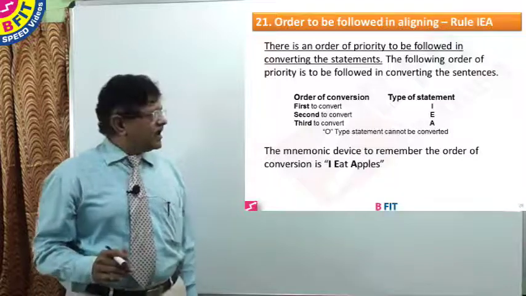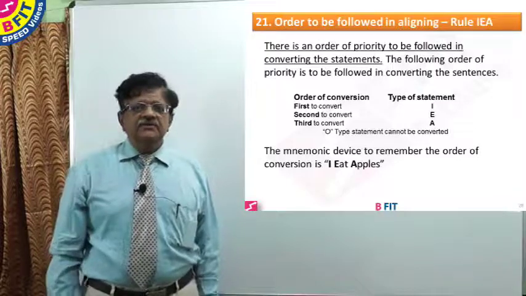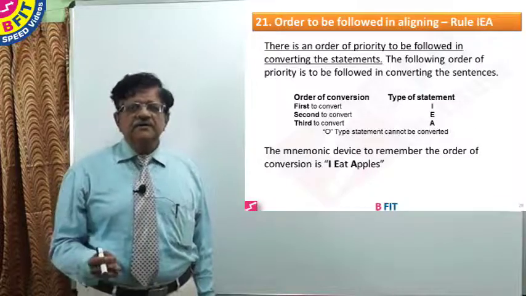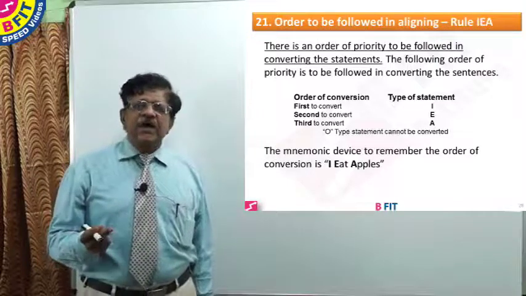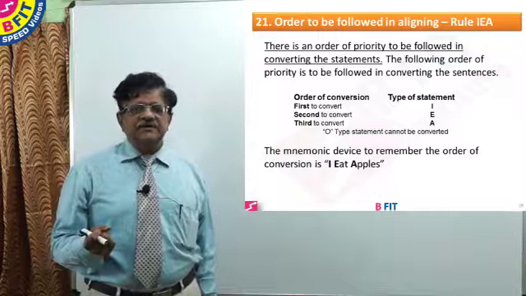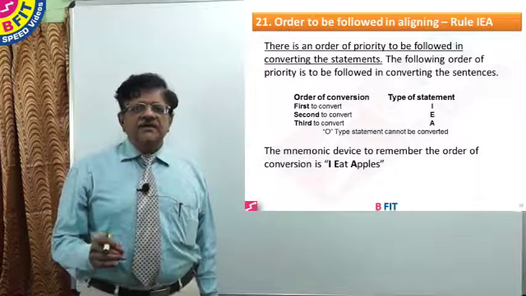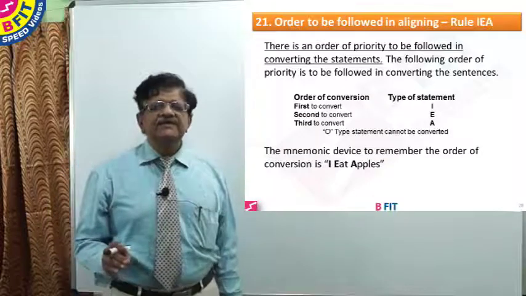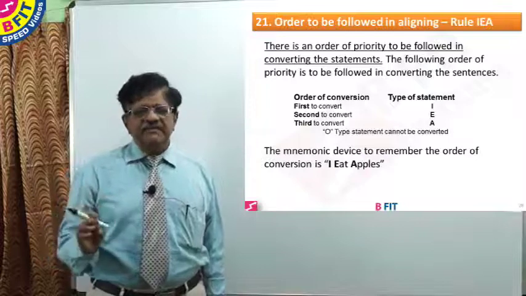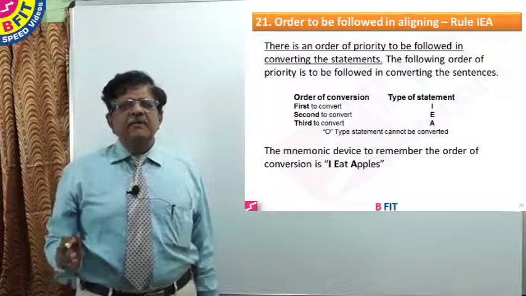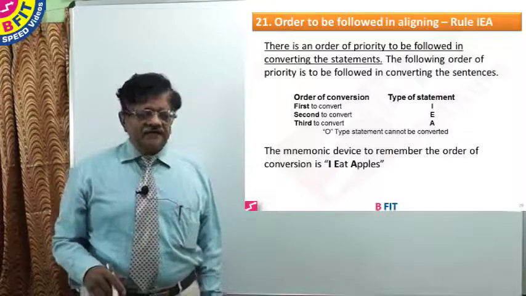Therefore, there is an order. That order is called IEA. First you should convert the I type statement. If it is not there, you convert the E type statement. Then if it is not there, you convert the A type statement. IEA is the order of priority for converting the statement. Now how to remember it: I use a very simple mnemonic device. I eat apples. If you remember I eat apples, you know the order in which the statements are to be converted.